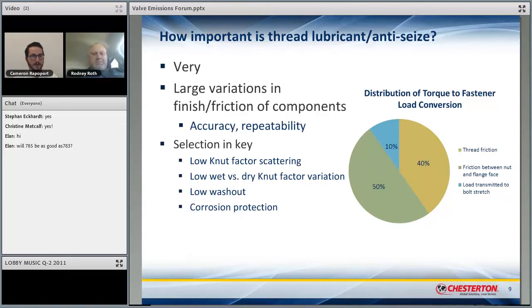All right. So Elon over in the chat box asked if 785 is just as good as 783. Absolutely not. There's an easy answer. Do you have any elaboration on that, or why is that?